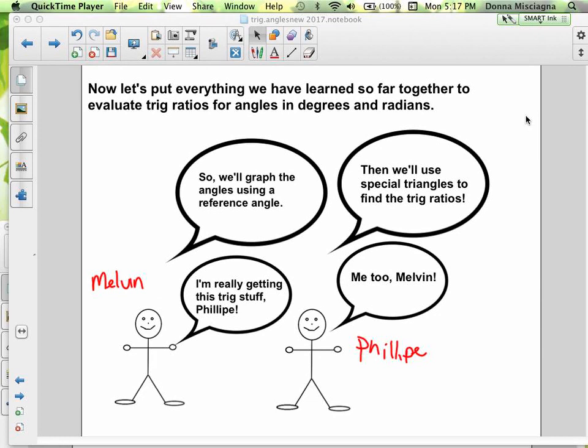Welcome back. So now let's put everything we have learned so far together to evaluate trig ratios for angles in degrees and radians. So Melvin says, so we'll graph the angles using a reference angle. And Felipe says, then we'll use special triangles to find the trig ratios.